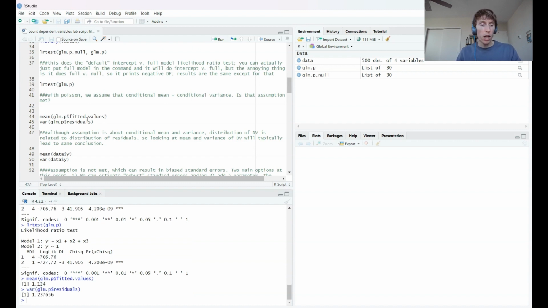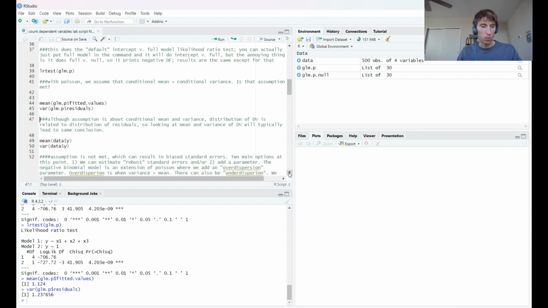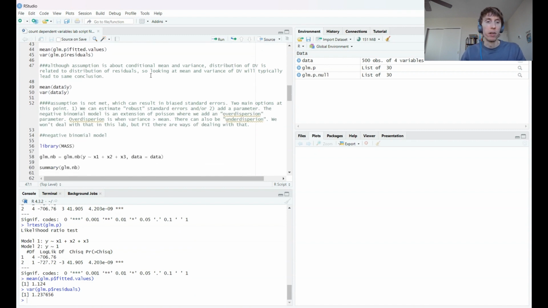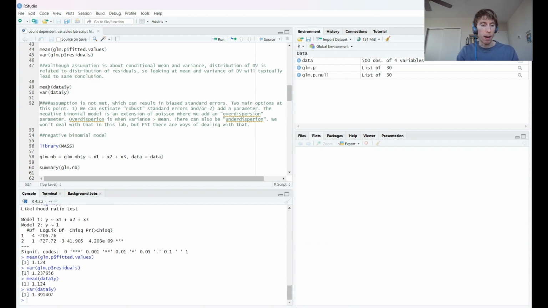So relatively close, but not exactly the same. So just looking at that would suggest that we have violated that assumption. Now, formally, the fitted values and residuals are what you want to look at, but you can basically get the same idea if you just look at the mean and variance of the dependent variable. Technically, we're not making any assumptions about the univariate distribution of the dependent variable here. So we want to look at those fitted values and the residuals, but I just want to illustrate it basically gets at the same idea as these things are related.